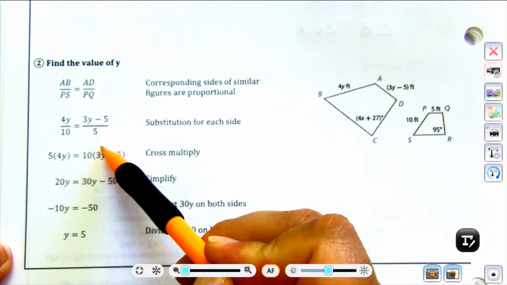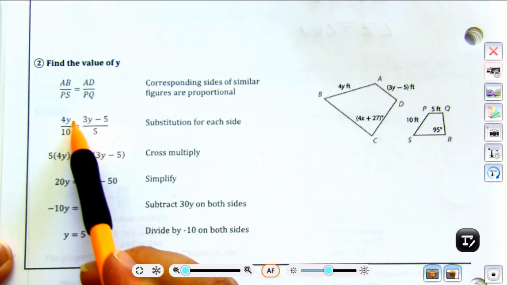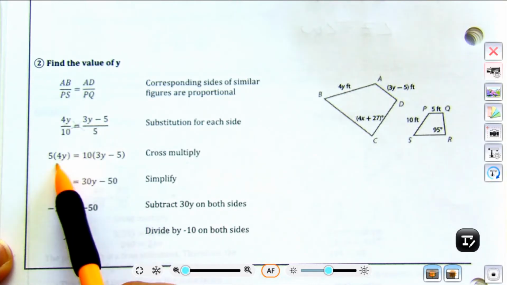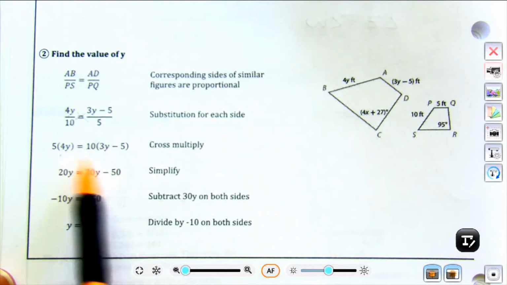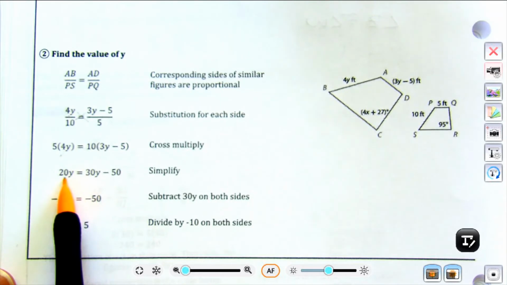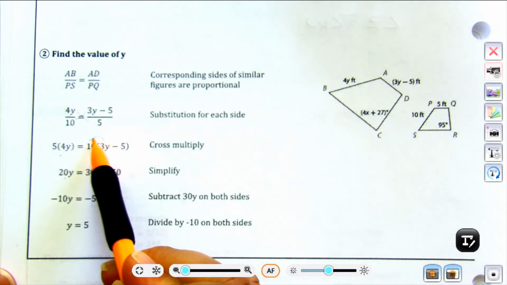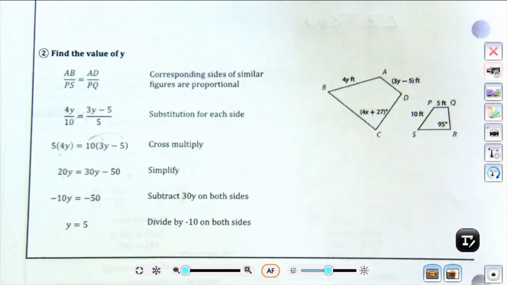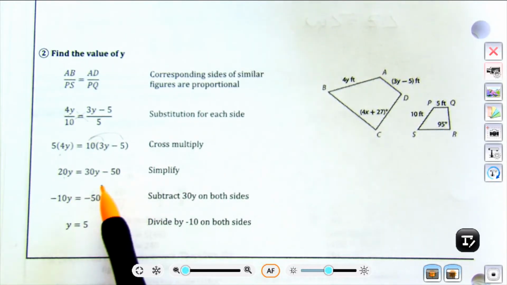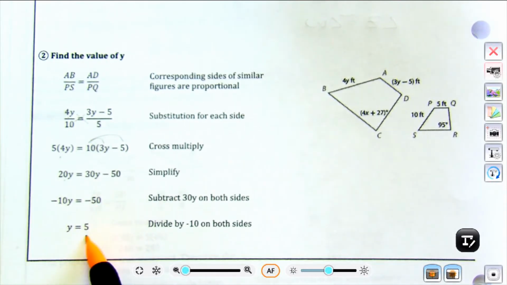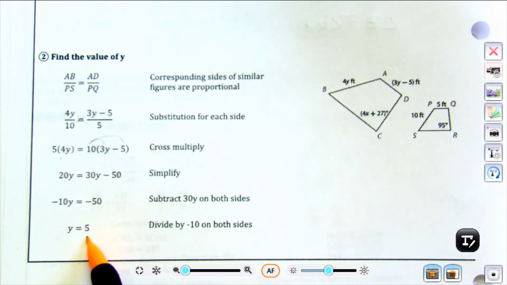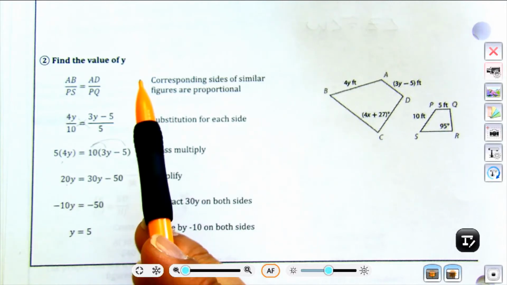Then we could cross multiply: 5 times 4y, and 10 times 3y minus 5. So 5 times 4y is 20y. Here we have to distribute 10 to the 3y and to the 5, so we get 30y minus 50. Subtract 30y from both sides, and then divide both sides by -10 and we get 5. So you should always get a positive answer when you're doing these problems because we shouldn't have any negative angles or negative sides. So y equals 5.